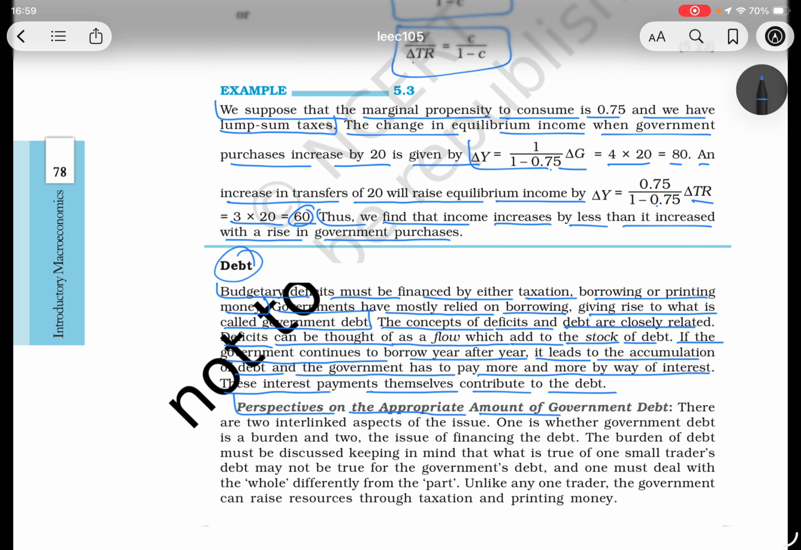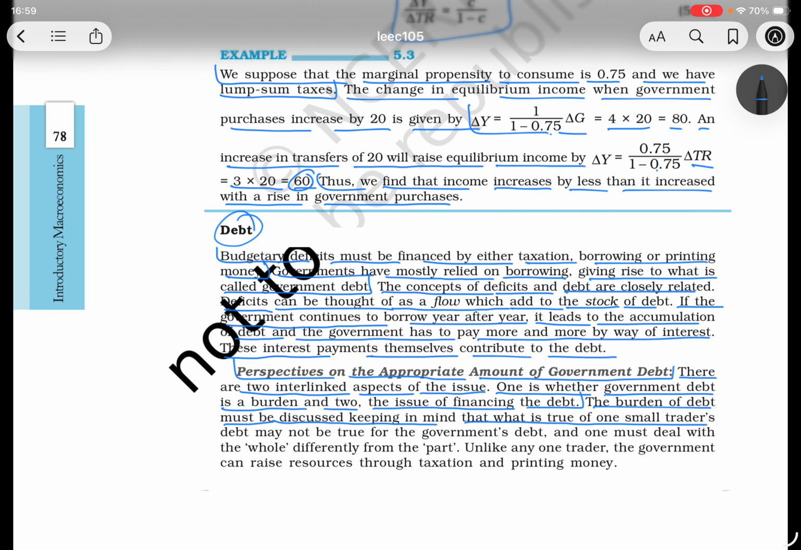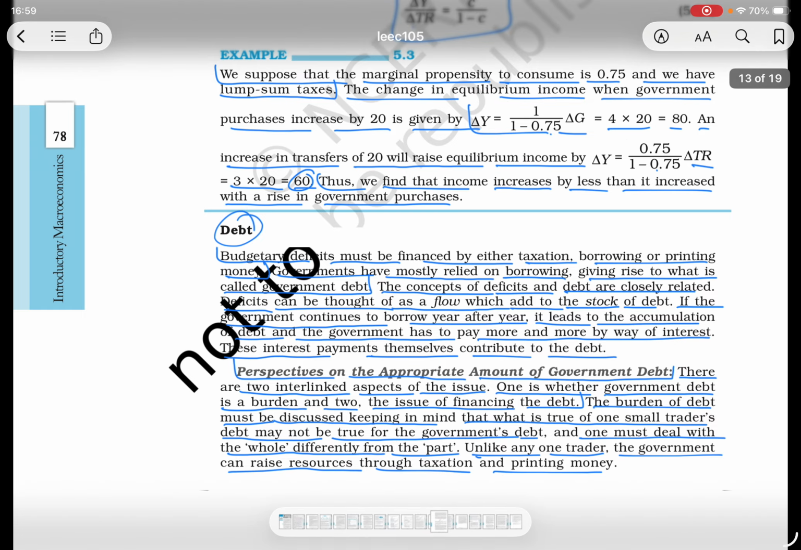Perspectives on the appropriate amount of government debt. There are two interlinked aspects of the issue. One is whether government debt is a burden, and two, the issue of financing the debt. The burden of debt must be discussed keeping in mind that what is true of one small trader's debt may not be true for the government's debt, and one must deal with the whole differently from the part. Unlike any one trader, the government can raise resources through taxation and printing money.